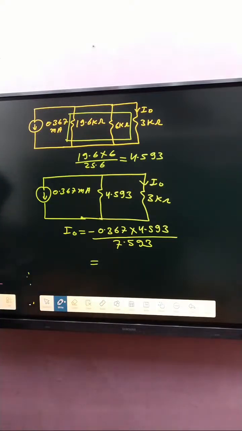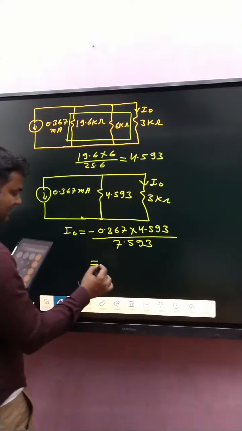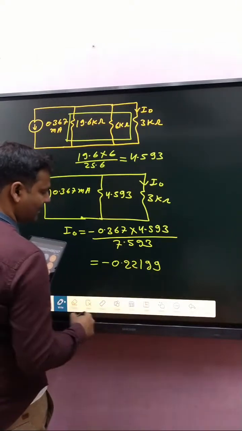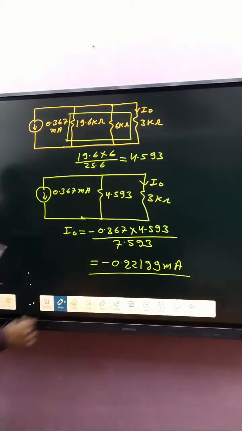We'll check again. 0.367 into 4.593 is 1.685 divided by 7.593. Yes, that is the right answer. Finally, we got the right answer, minus 0.22. One silly mistake, and your answer goes in the wrong direction. Sometimes it is a calculation mistake. Otherwise, the method is okay, then you can do it.